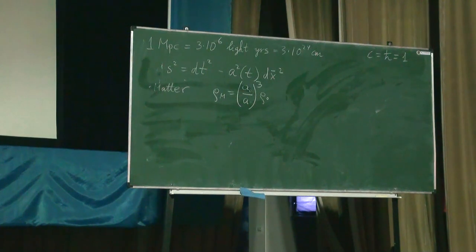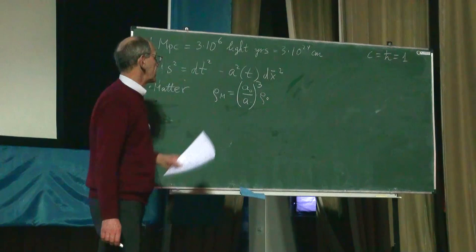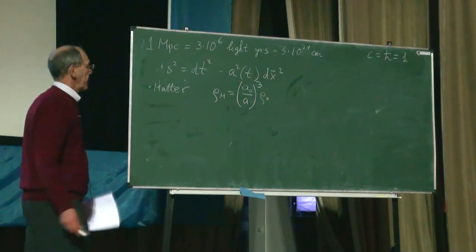Simply because for non-relativistic matter, the energy density is the mass of particles, and therefore, if the universe expands, the number density of these particles decreases proportionally to inverse volume, and therefore the energy density decreases in the same way.